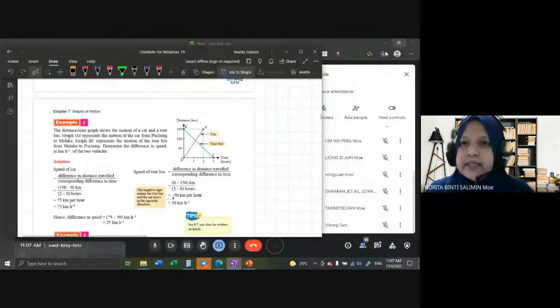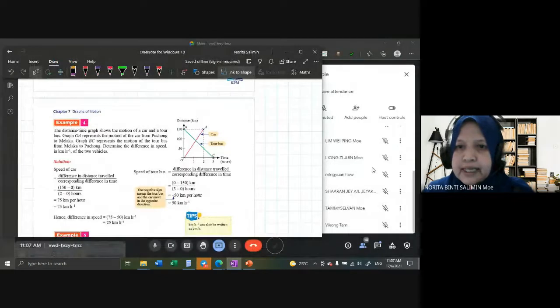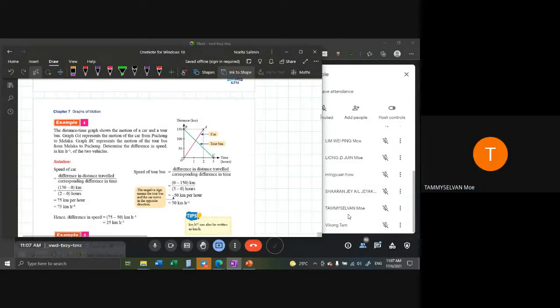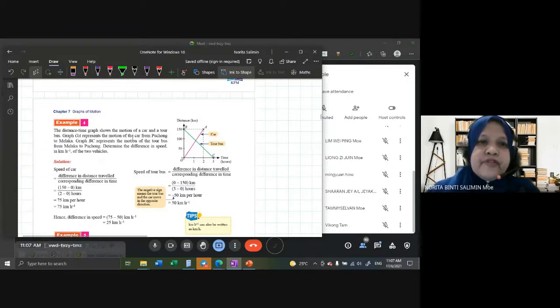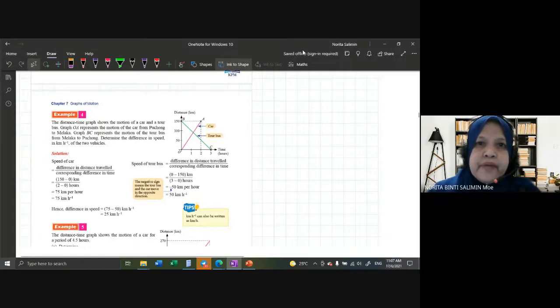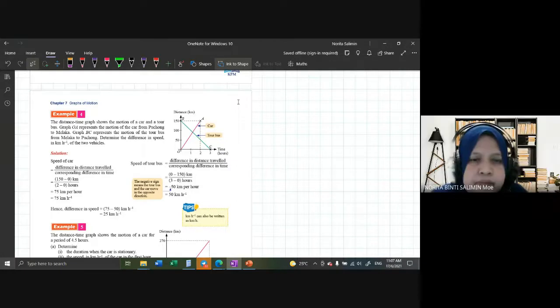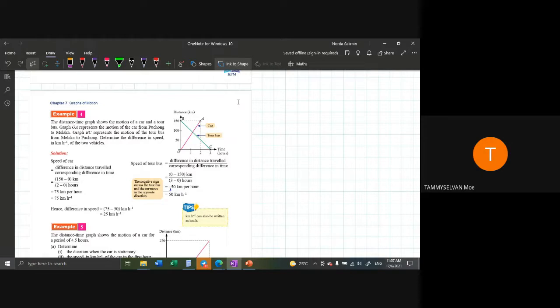Anybody can read for me example? Yeah, teacher. Okay, can you read for me example 4? Yes. The distance graph shows the motion of a car and a tour bus. Graph OA represents the motion of the car from Puchong to Malacca. Graph BC represents the motion of the tour bus from Malacca to Puchong. Determine the difference in speed in km/h of the two vehicles.